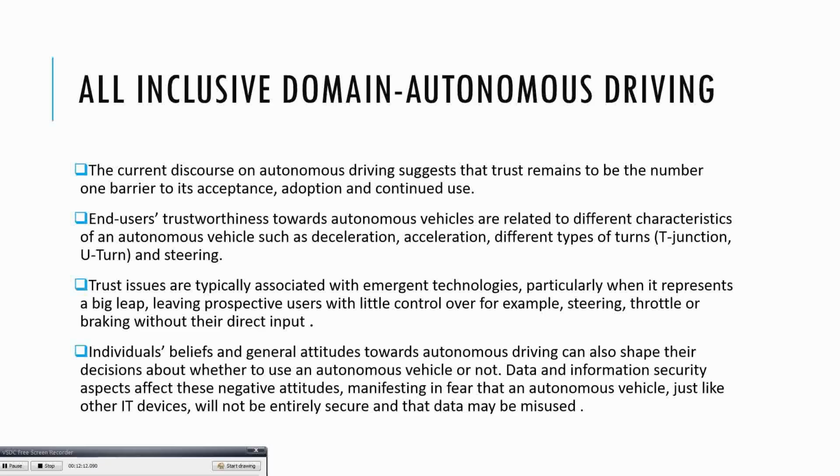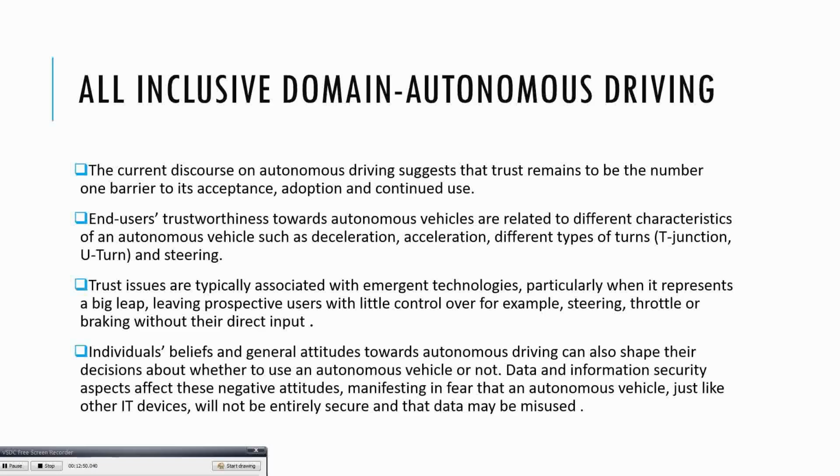Now I'm considering the all-inclusive domain. I'm taking the example of autonomous driving. The current disclosure on autonomous driving suggests that trust remains the number one barrier to its acceptance, adoption, and continued use. And user trustworthiness toward the autonomous vehicle is related to different characteristics of an autonomous vehicle, such as deceleration, acceleration, different types of turns, T-junctions, U-turns, and steering.